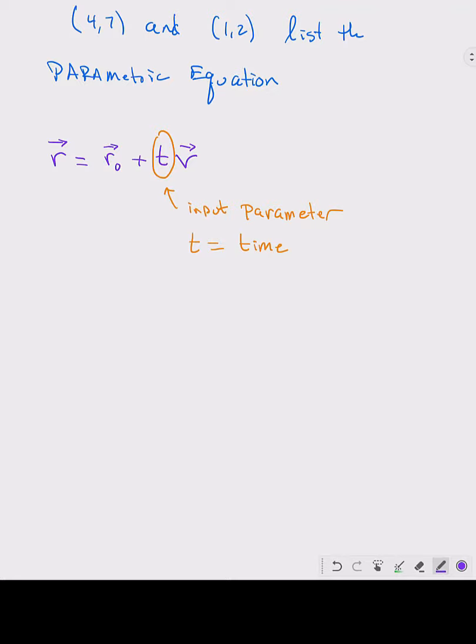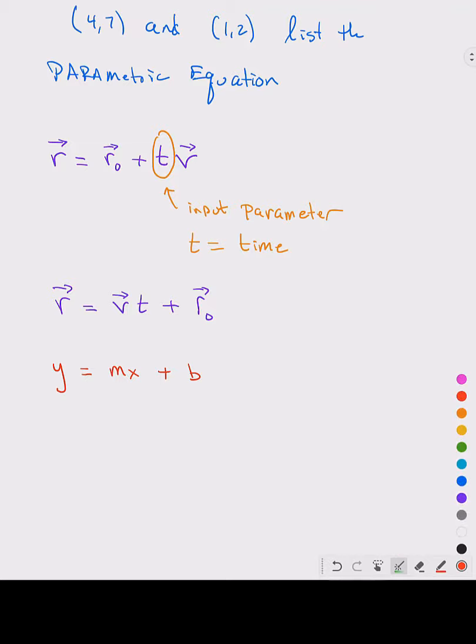So what I'm going to do is rewrite this equation a little bit differently. Instead of the form that the book has given us, I'm going to put the v first, and then the t, and then the r initial vector. The reason I'm doing that is I want to draw a parallel to something you already know, which is the equation of a line given in point or slope-intercept form.